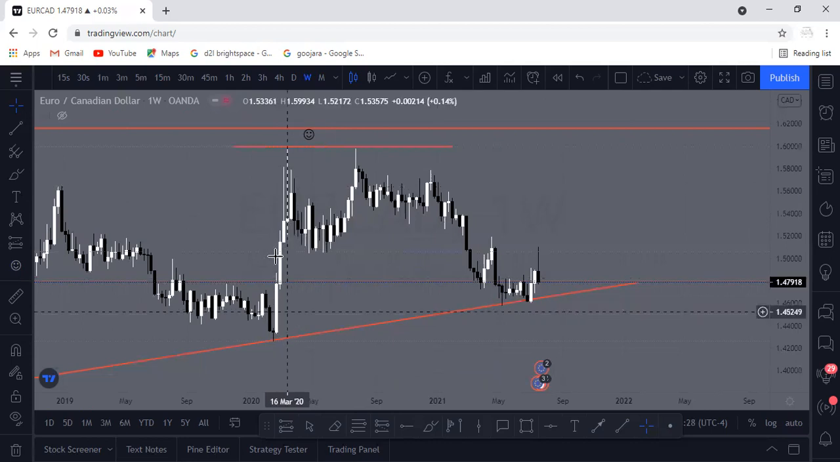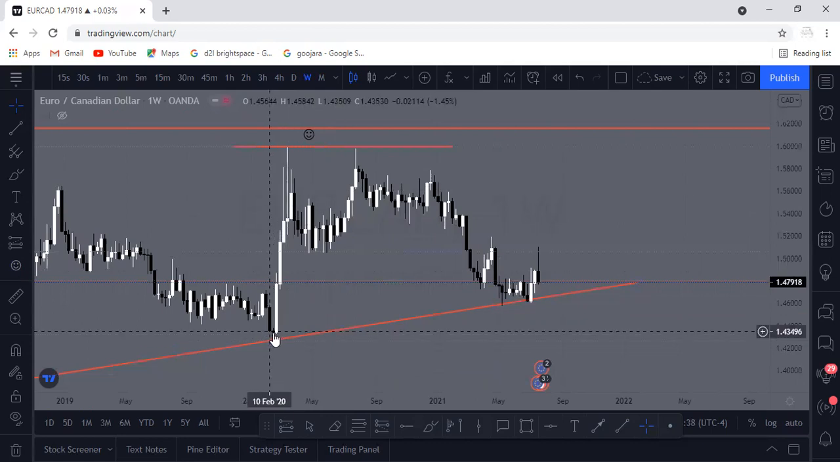So what was the cause of this strong impulse to the upside? We can see that there were only bullish candlesticks here, and only the bearish candlestick is here. This was the cause of this strong impulse to the upside. So I'm sorry about the edge.